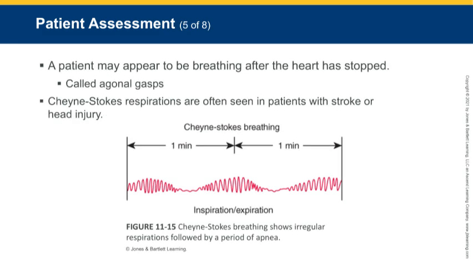Sometimes, a patient may appear to be breathing when, in reality, they are in severe respiratory failure or already in cardiac arrest. Agonal gasps are slow, irregular breaths that are ineffective and often occur after the heart stops beating. Another abnormal pattern is Cheyne-Stokes respirations, which involve a cycle of increasing and decreasing breaths followed by a period of apnea, often seen in patients with stroke or head injuries.